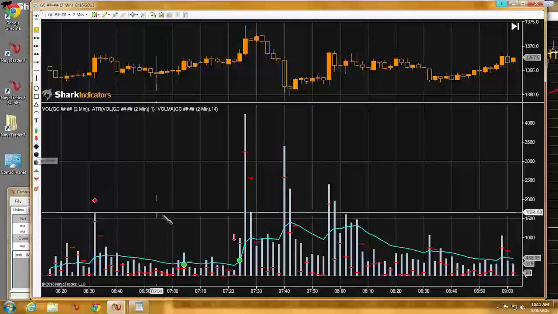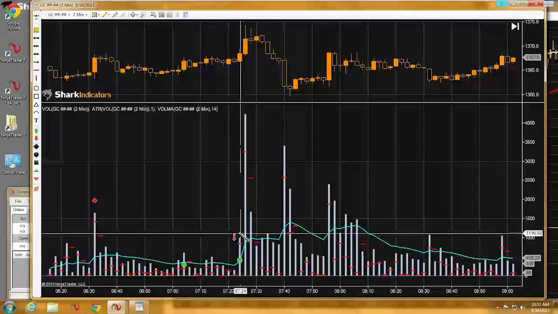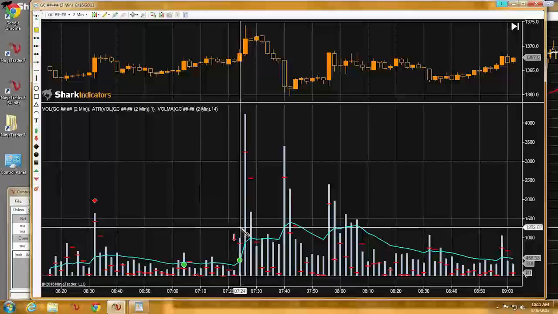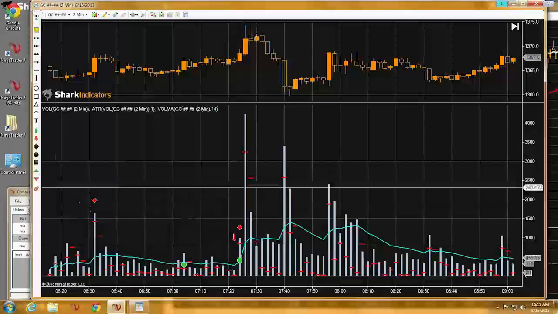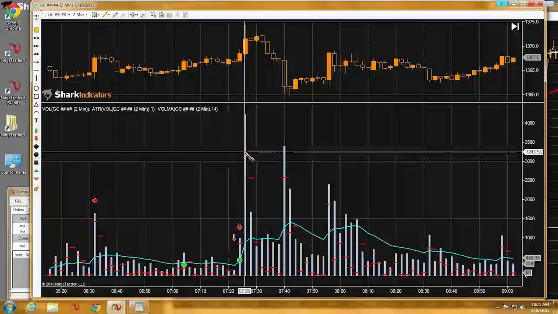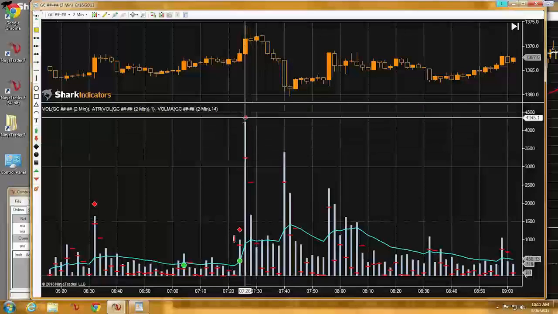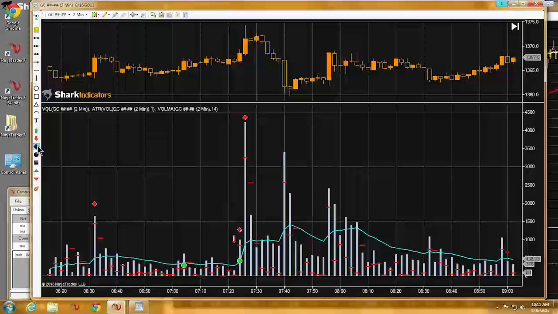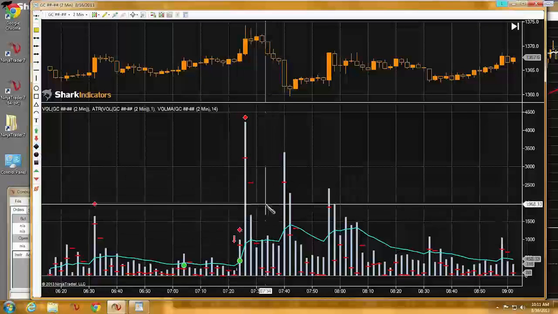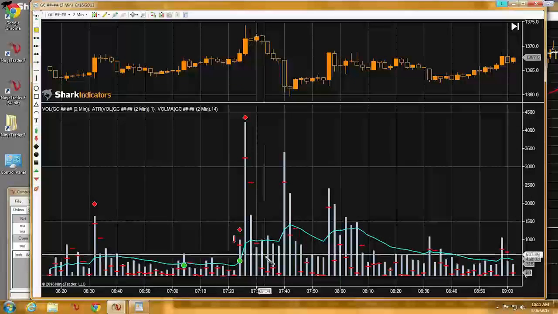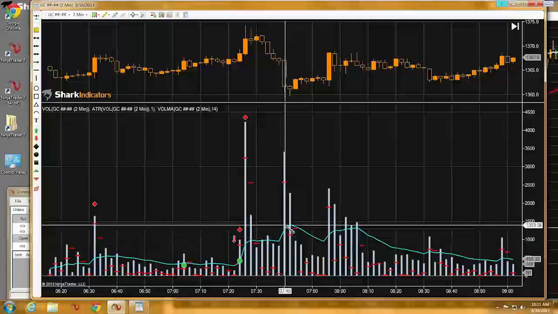So let's go through and see if I can identify some more. So this one qualifies. Our ATR is up here above the moving average, so that one qualifies. All right. So far, so good.